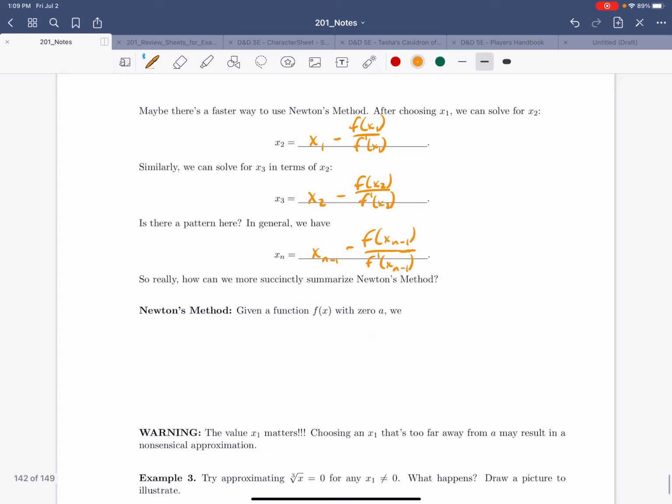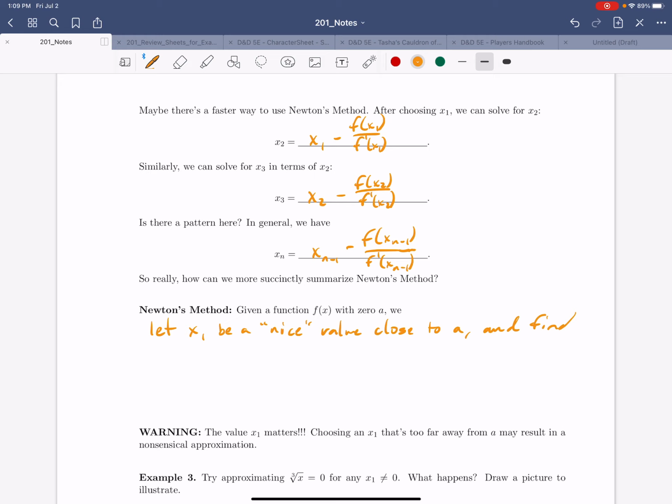Okay? So what's Newton's method really? Well, given a function f of x with a zero at a, we let x1 be a nice value close to a, and find xn, which equals xn minus 1 minus f of xn minus 1 over f prime of xn minus 1. Okay.